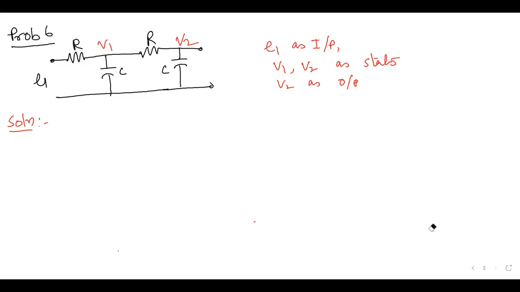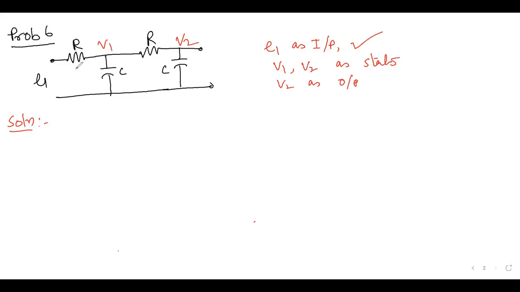Electrical system, you are asked to find its state variable representation. You assume that E1 is the input, V1 and V2 are the two states, and V2 is the output. Okay, very easy, nothing to it.